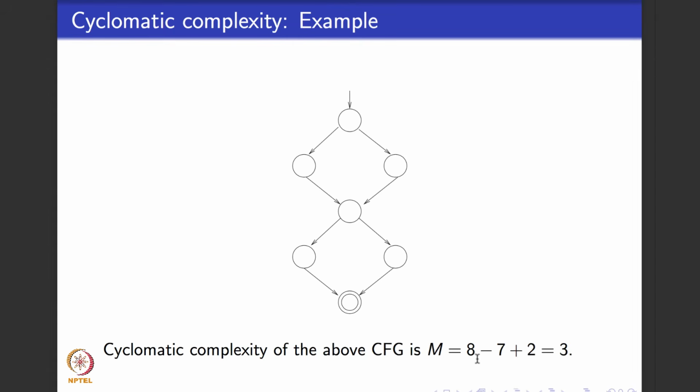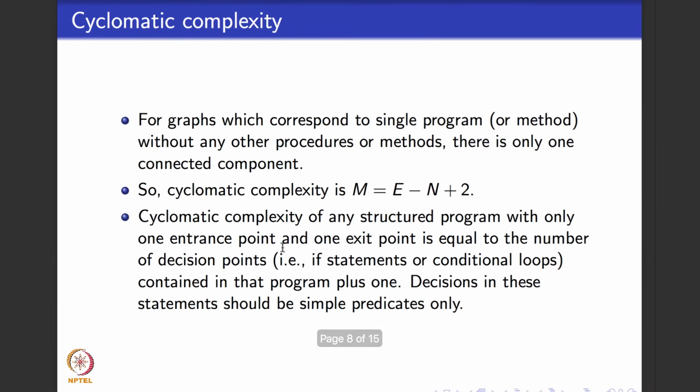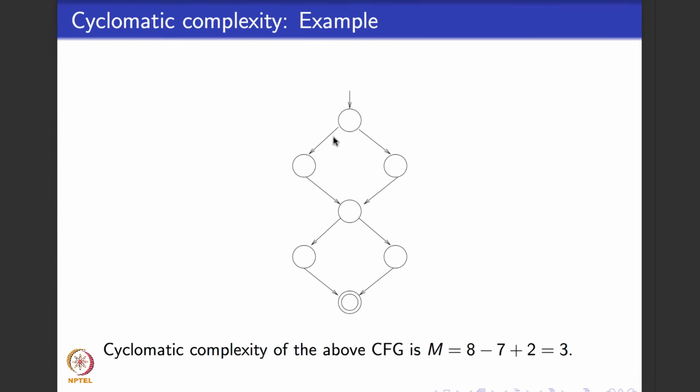So the formula for cyclomatic complexity turns out to be 3, right? If you see how many branches there are in this graph, there are 2 decision points, one here and one here. So what did we discuss here? We said the cyclomatic complexity is the number of decision points plus 1. That's true for this example, right? It's the number of decision points plus 1, which is 3.